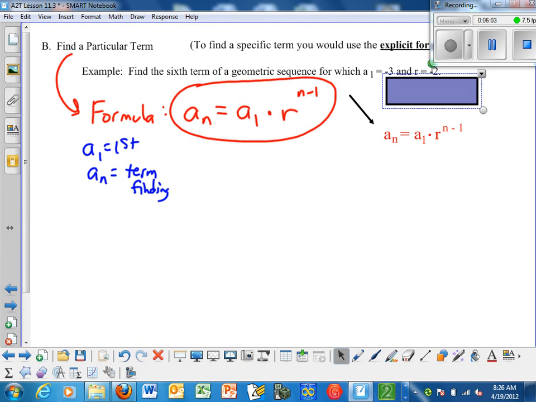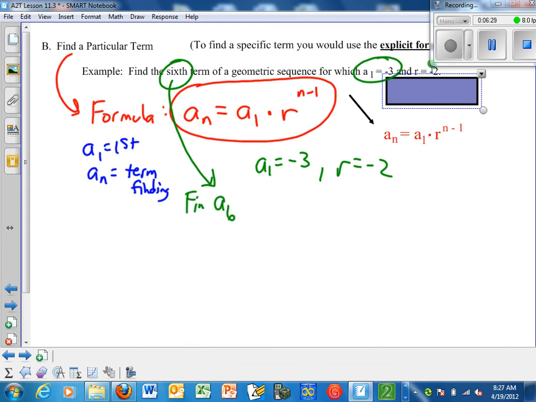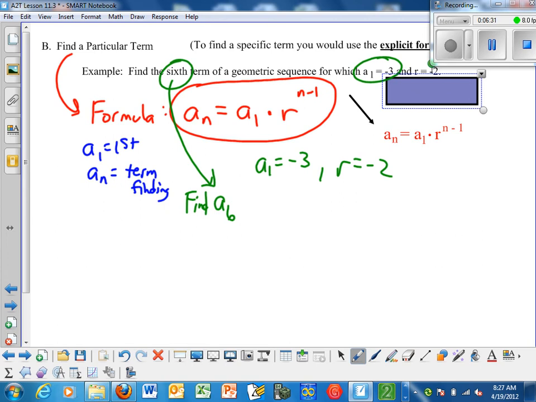Now notice what they're giving me here. A1 is negative 3, and R is negative 2. That's the given information, and they want me to find the sixth term. That tells me I want to find A6. So let's use this formula.